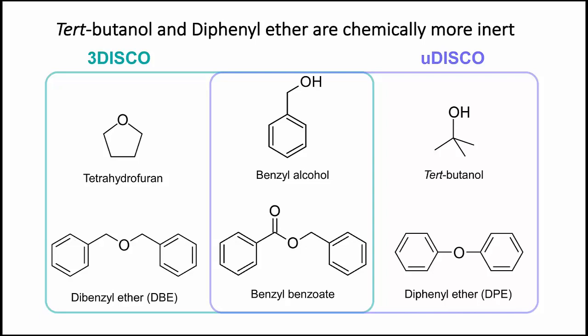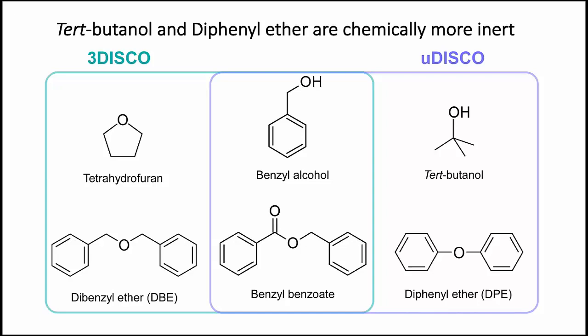In contrast, in uDISCO we are now using tert-butanol in the dehydration step, which is more stable and less likely to undergo oxidation or other kinds of reactions. And in the refractive index matching step, we are using DPE. This is a solution containing DPE with BABB. So DPE is less reactive.